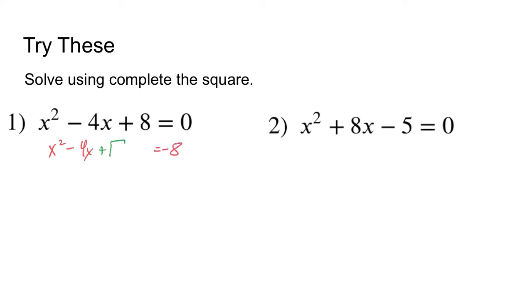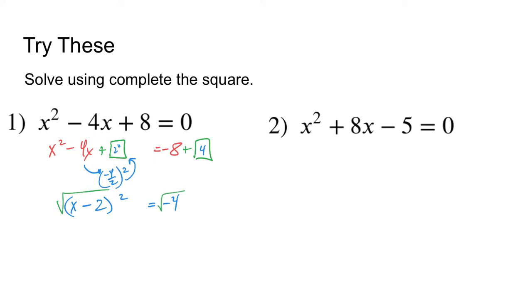We will then leave room for our box so we can say what goes in that box. So it would be negative 4 divided by 2 squared. So that's 2 squared that would go in there, 4. So that gives me (x minus 2) quantity squared equals a negative 4.